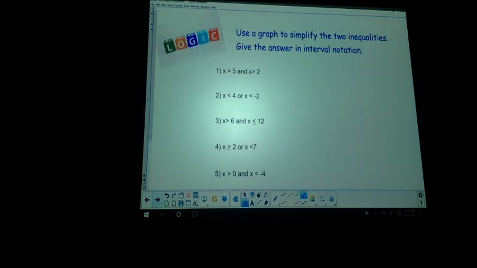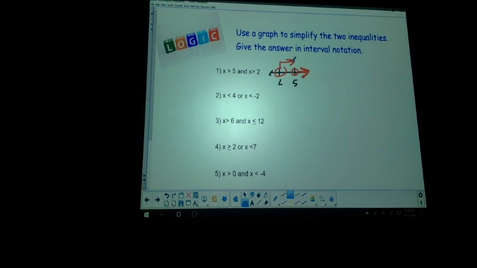Use a graph to simplify the 2 inequalities and then give it in interval notation. All right. 2, 5. Are these open dots, closed dots, or one of each? Open. Good. And I shade in between. X is greater than 5, so it's over here. And then X is greater than 2.